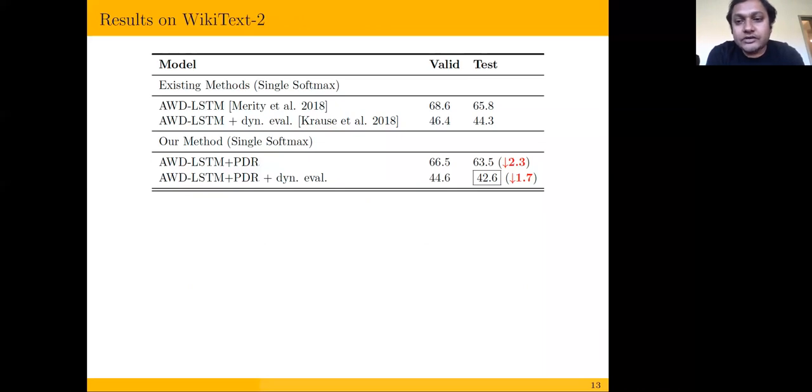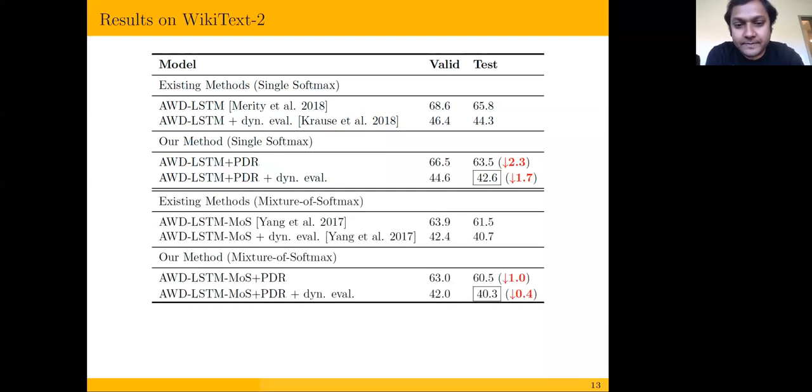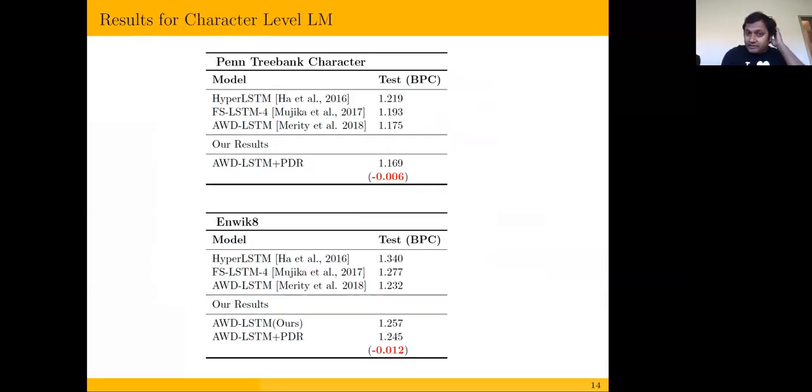For Wikitext 2, the drops are similar. For single softmax models, we get an improvement of around 2.3 perplexity points, and with dynamic evaluation, about 1.7 perplexity points. And for the mixture of softmax models, we have slightly lower gains. But essentially, for the single softmax models at least, we have gains in the range of around 1.7 to 2.3. For character level models, things are much more difficult to improve, I guess. But again, here we do see marginal improvements by using past decode regularization, around the level of 1 or 2%, not very much.